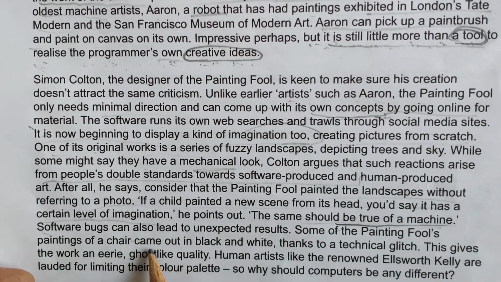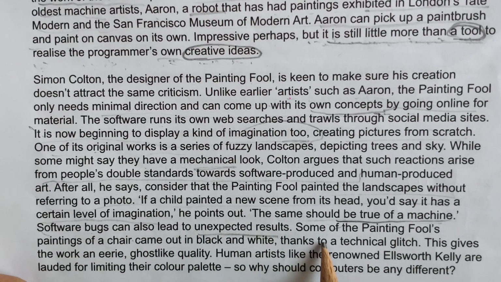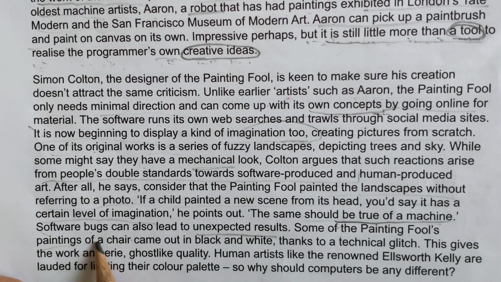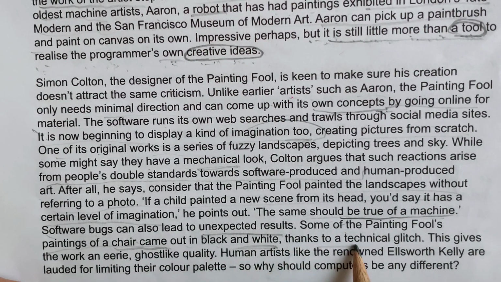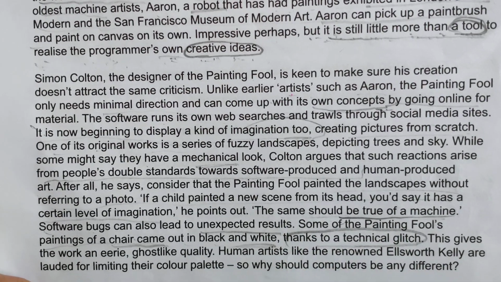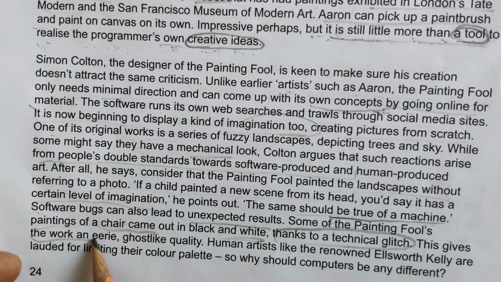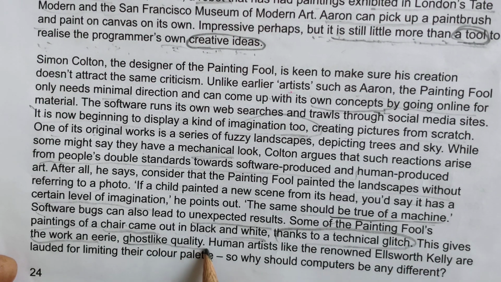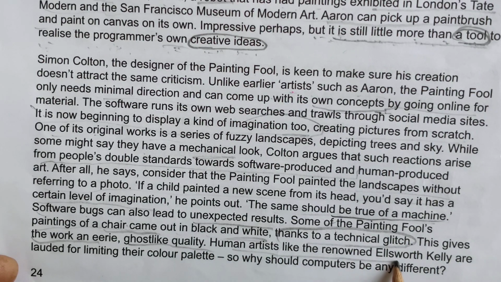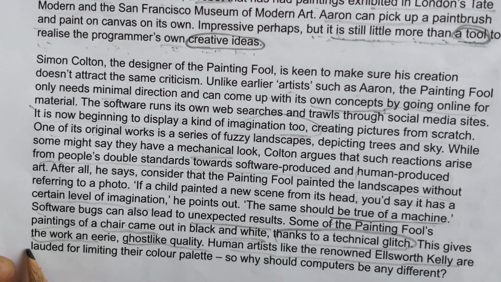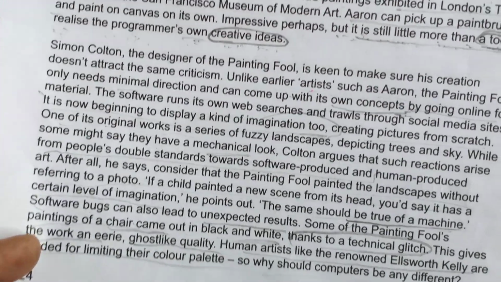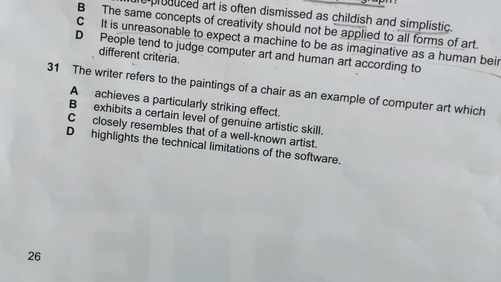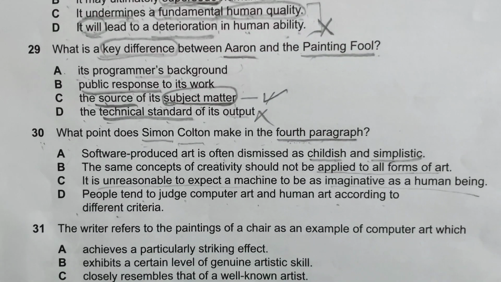Software bugs can also lead to an unexpected result. Some of the Painting Fool's paintings of a chair come out in black and white thanks to a technical glitch. This gives the work an eerie ghost-like quality. Human artists like the renowned Ellsworth Kelly are lauded for limiting their color palette. So why should computers be any different? Okay, let's look at the options for the 30th question.